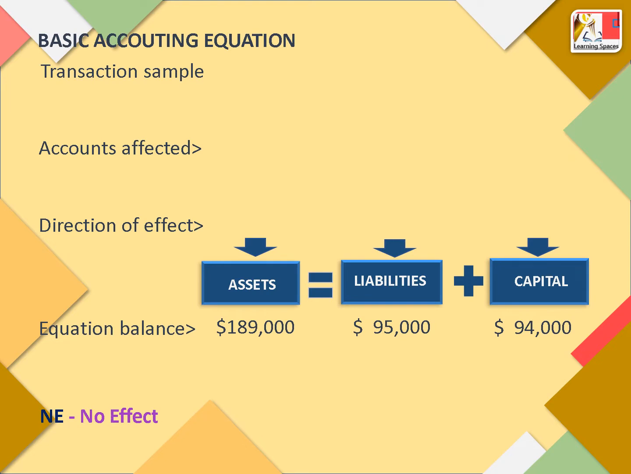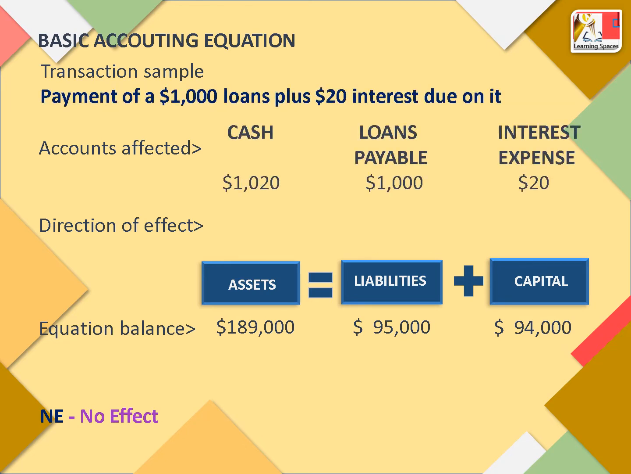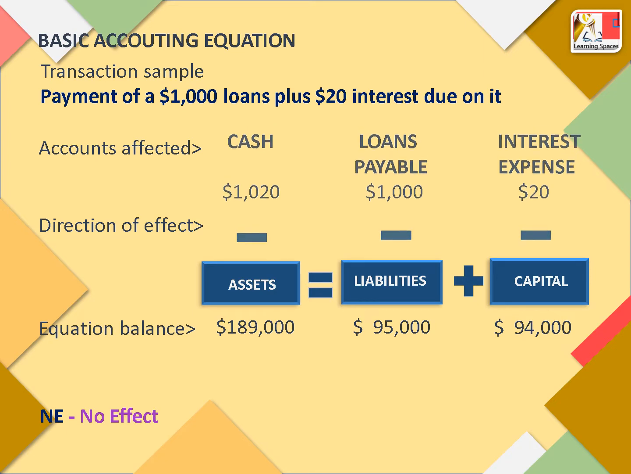Alright, let's have some. The business owner paid the loans payable including interest on it. The payment will have assets deducted by the payment of principal amount plus interest. The liability will be deducted by the amount of loans payable, and the capital will be deducted due to the interest expense.